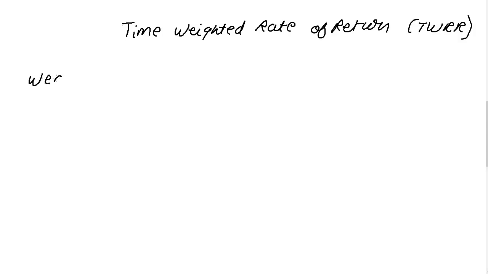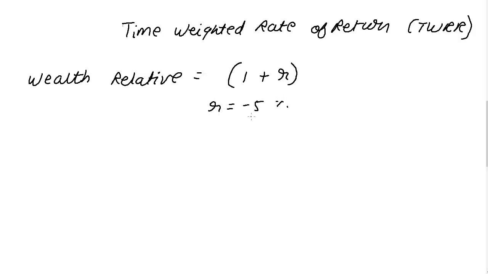Okay, so the change in wealth relative, which is equal to 1 plus R. Okay, so the change in wealth relative, if we are talking about a fall of 5%, so that means your return is minus 5%. So in that case, 1 plus R will end up being 1 plus and then minus 5%.